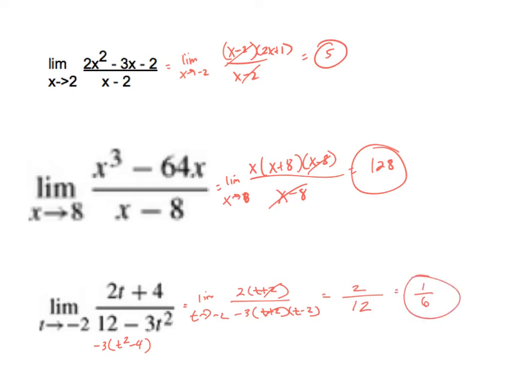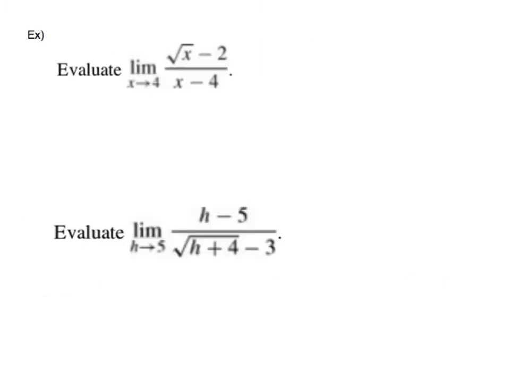Okay, so you should have arrived at 5, 128, and 1/6. Again, pause this, follow my factoring, but these are all just factor and cancel. Okay, there's definitely other types of indeterminate forms. Before we saw polynomials or rationals: factor, cancel.